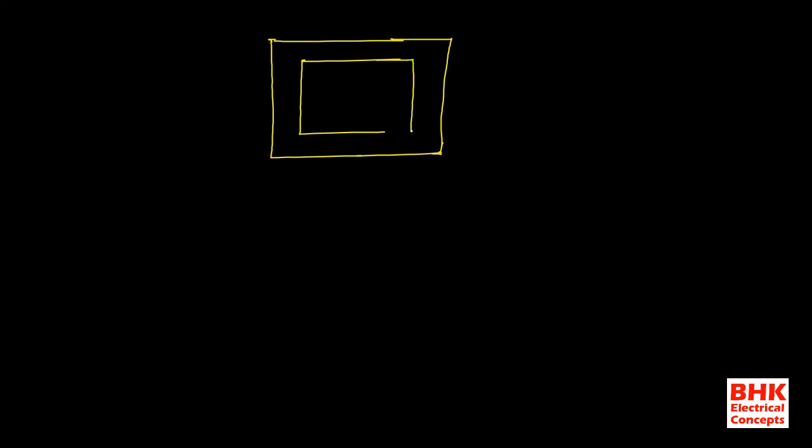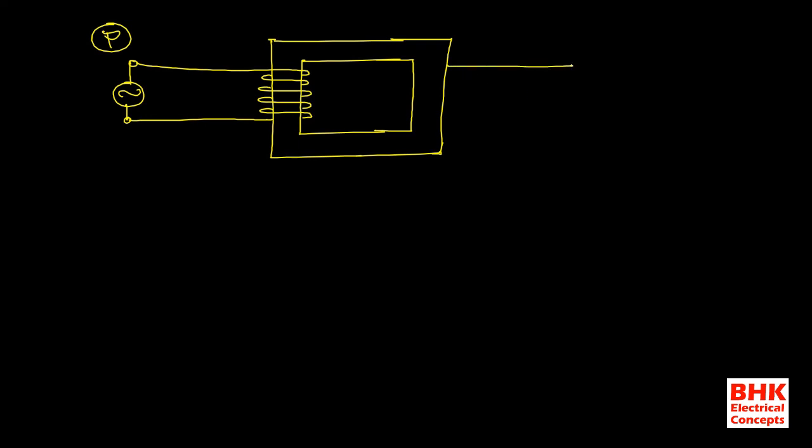Now this is a transformer core, and here we have two different windings. The winding to which we connect the voltage source we call the primary winding, and the winding to which we connect the load we call the secondary winding. Here, in the secondary winding, we connect the load.